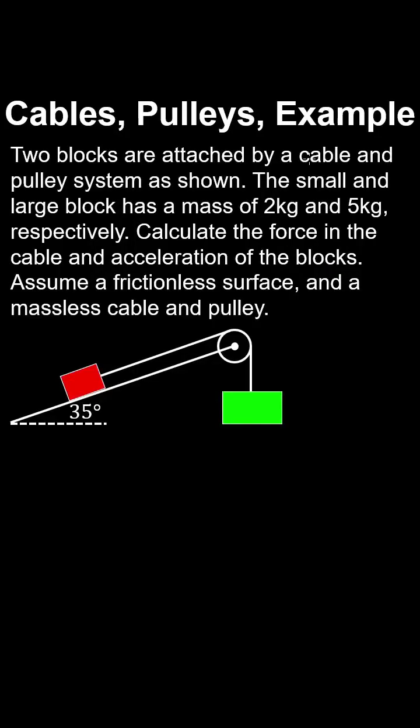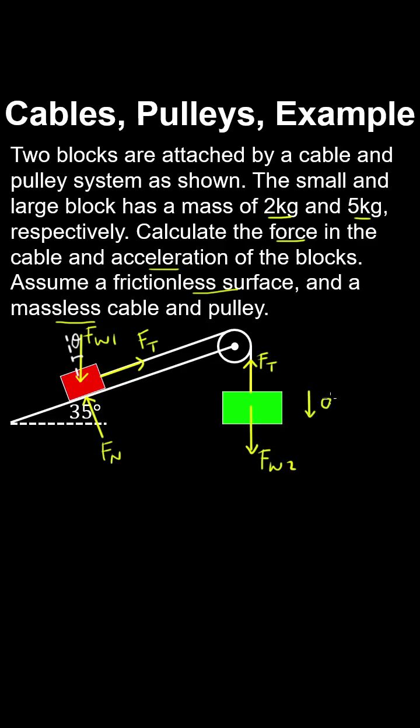Two blocks are attached by a cable and pulley system, and we're given the mass of both blocks, and we're asked to calculate the force in the cable and the acceleration of the blocks, and make the following assumption. Drawing a free body diagram for the blocks, we expect the heavier block to accelerate downwards, so therefore this block will accelerate up the plane.